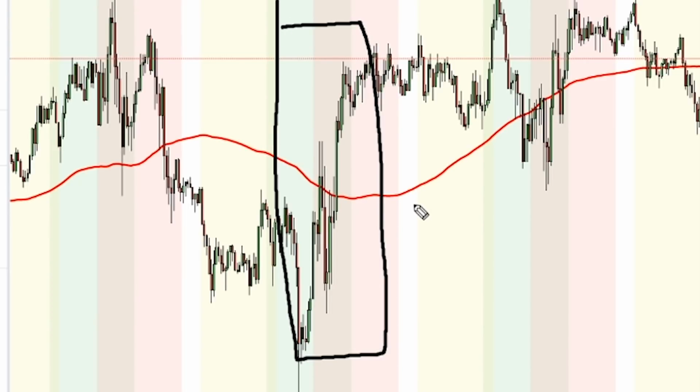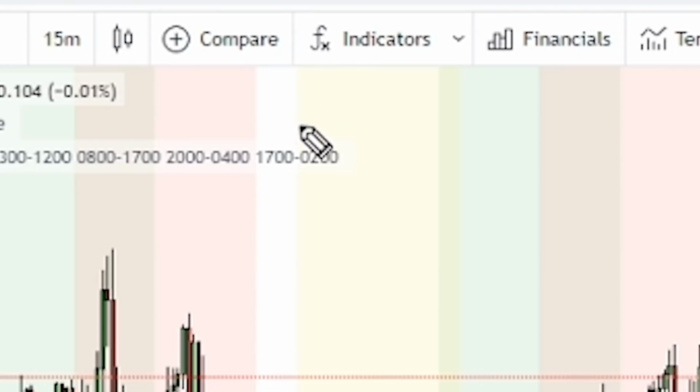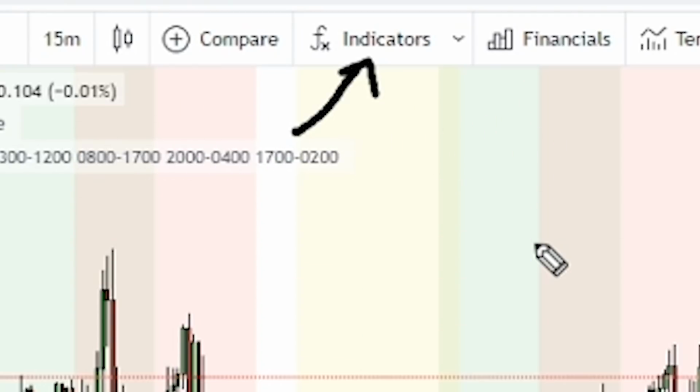So if you're looking for a tool to indicate that for you, again, all you do is go to your indicators on TradingView, type in Sessions, and then look for the one that I showed you. AU Rocks, I think, is the guy who posted that out for free. So if he's watching us, thank you very much for that. Very cool tool. Awesome stuff. So that's the first one.